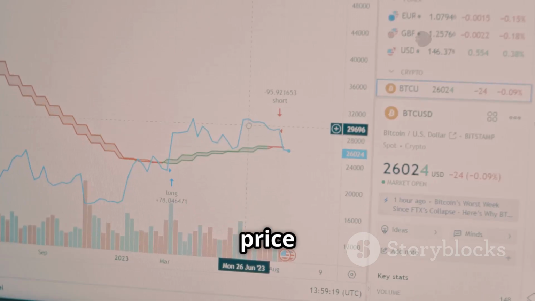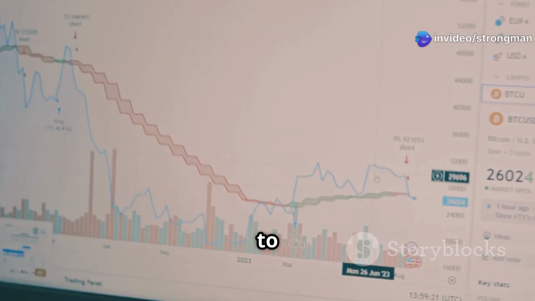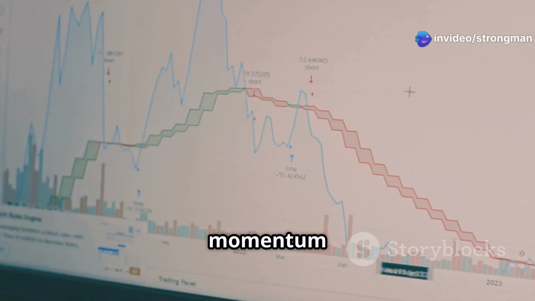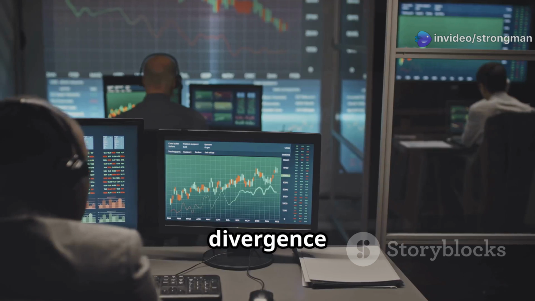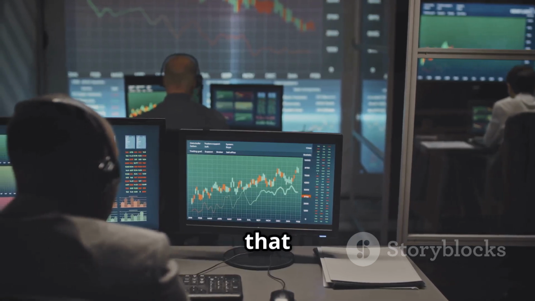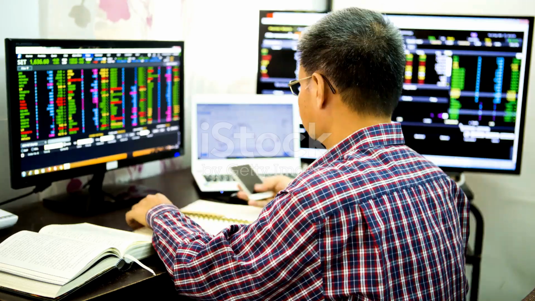For instance, if the price makes a new high but OBV fails to confirm, it suggests weakening momentum and a potential reversal. This divergence is a red flag, indicating that the initial move might be a trap.